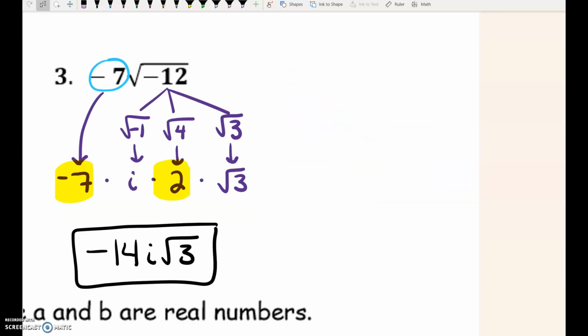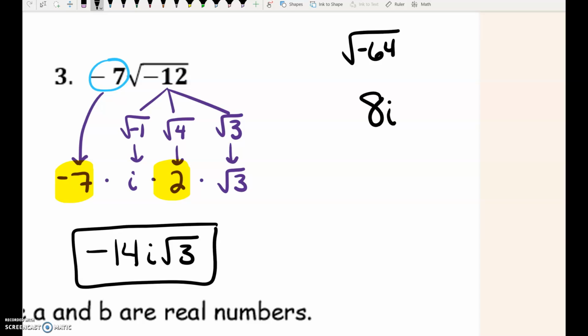As you get more familiar with i, you're going to be able to start showing less work. Like when I see the square root of negative 64, in my mind I think, hey, 64, that's a perfect square. The square root of 64 is 8, and there's a negative in there. That means there's an i. So the square root of negative 64 is 8i.